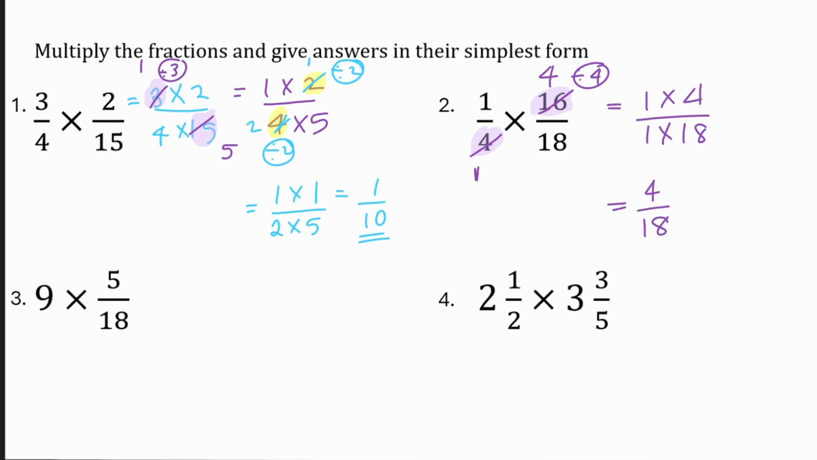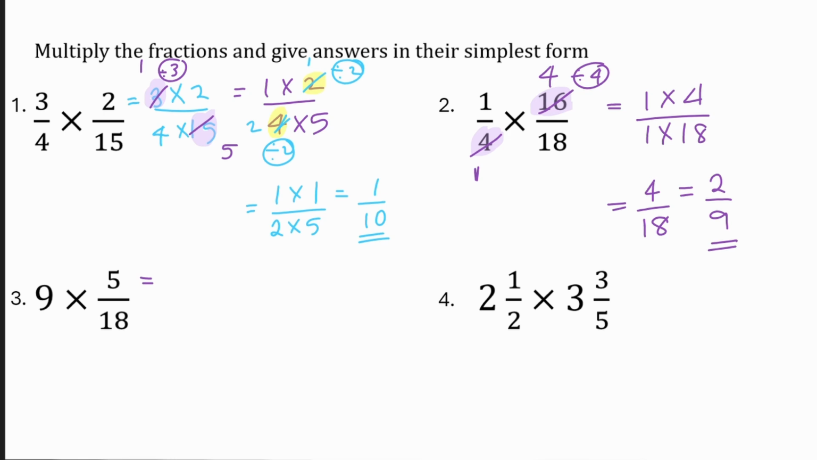Now this is still not in its simplest form, so I can simplify this by dividing it by the highest common factor, which is 2. So 4 divided by 2 is 2, and 18 divided by 2 gives me 9, and that is now my final answer.